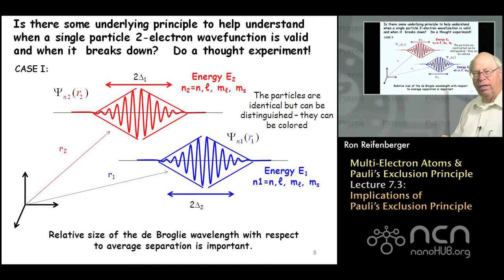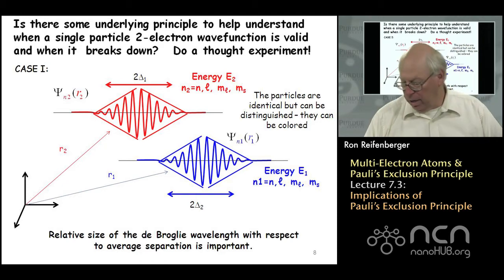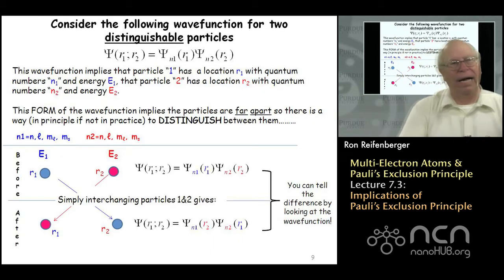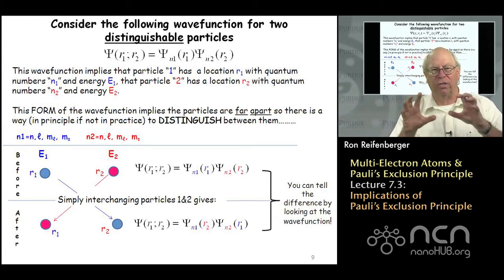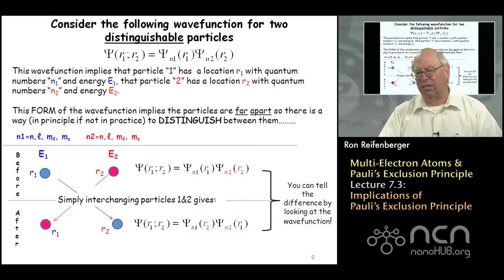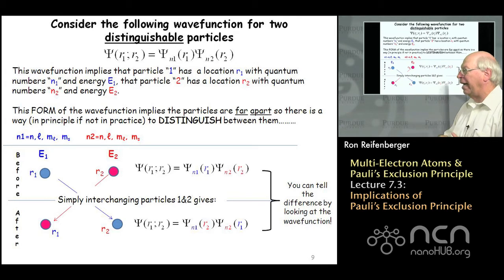You can track them. And when you track them, you can, for instance, color one red and the other one blue, and you follow the motion of the blue particle or the motion of the red particle, because the wave functions that describe these two particles are completely distinguishable. You can tell them apart. That very simple realization that you can distinguish the two particles has important consequences, and I try to illustrate that in this slide.